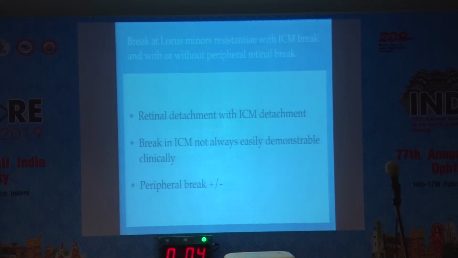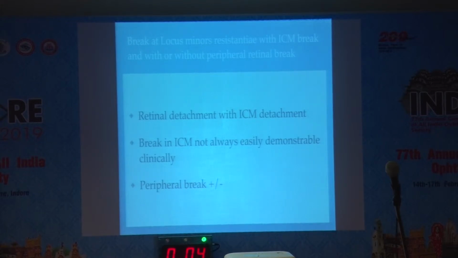Then you find a retinal detachment in the normal retina along with an ICM detachment which is variable in extent, and the break in the ICM is not always discernible clinically, and a peripheral break may or may not be present, meaning it may not be contributing. So if there is no peripheral break, then there has got to be an ICM break for the liquid vitreous to go into subretinal space through the break in the ICM. If there is a peripheral break, there need not be an ICM break, because the liquid vitreous can go from the peripheral break into subretinal space. So you need some entry for the liquid vitreous to go into subretinal space first.